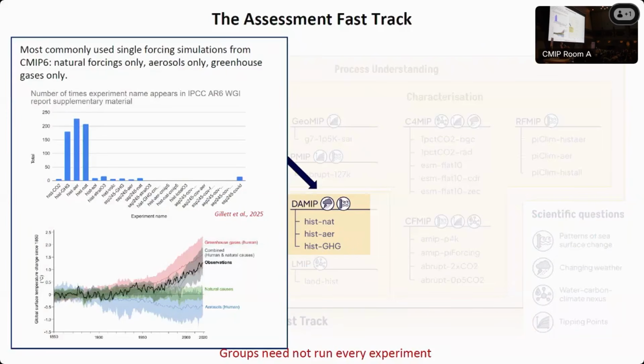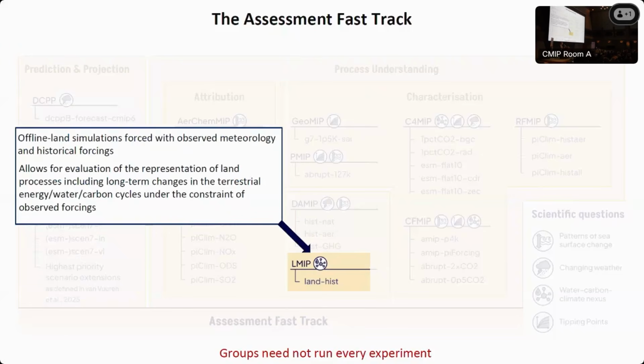For DAMIP, there were 3 experiments that clearly jumped out in the past IPCC report as being the most widely used. Those are the experiments with natural-only forcings, aerosol-only forcings, and greenhouse gas-only forcings. So those are in the fast track, and they're used to produce these kind of figures that attribute historical change to individual forcings. For LMIP, there's an offline land simulation that can be used to characterize the representation of land surface processes under the constraint of observed meteorology.